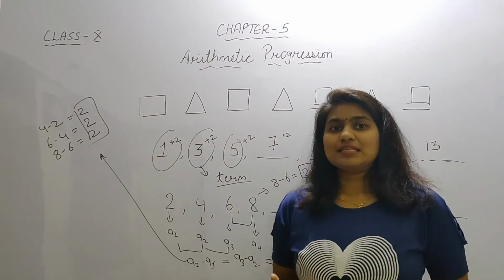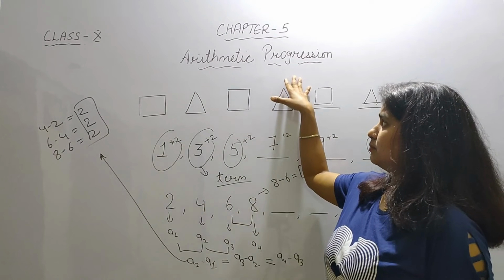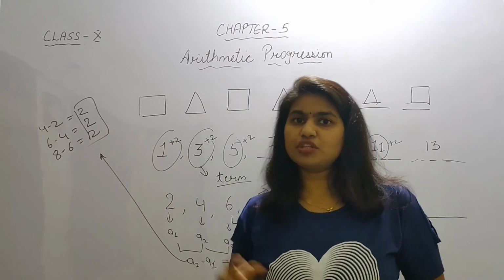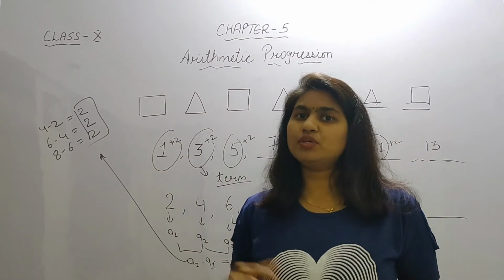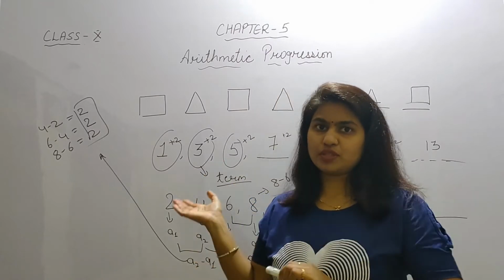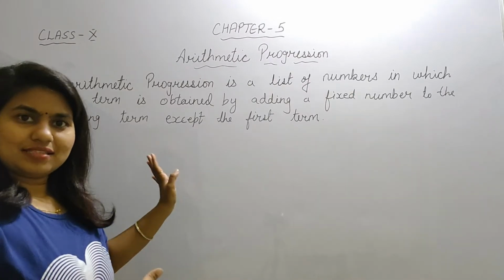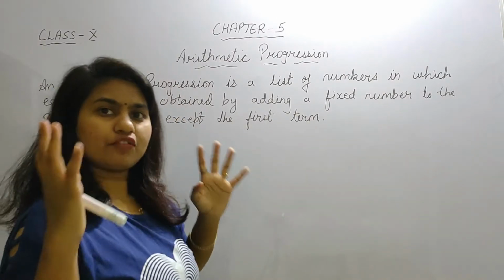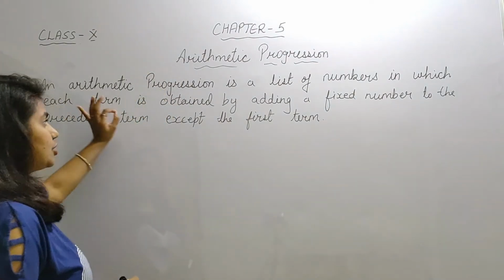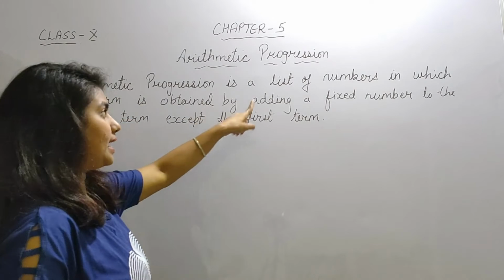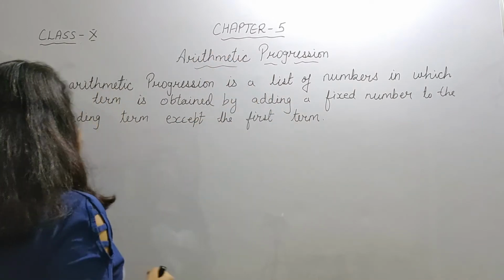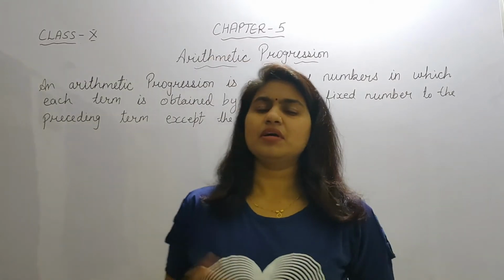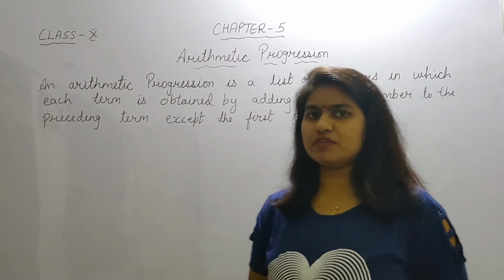Now let us discuss it. Let me first write the definition of arithmetic progression. On the basis of that, we will try to understand more about AP. So let's start with the definition. An arithmetic progression is a list of numbers in which each term is obtained by adding a fixed number to the preceding term except the first term. Why except the first term? Because the first term will always be given.